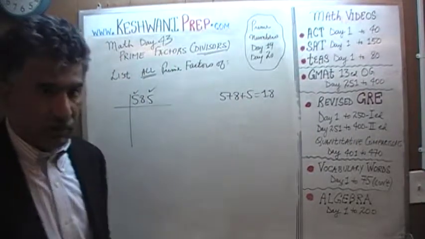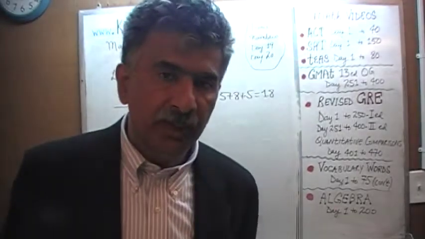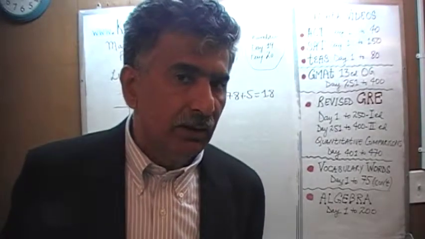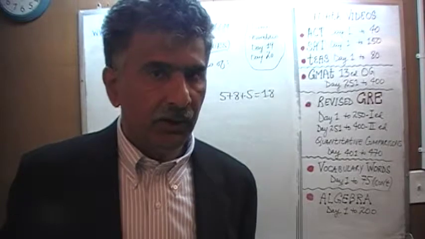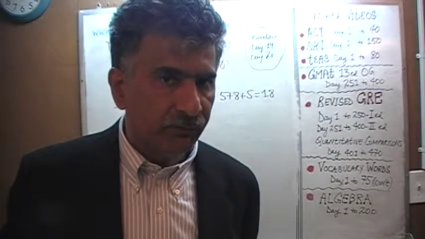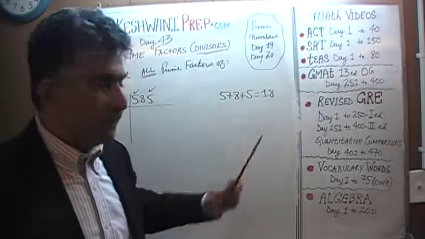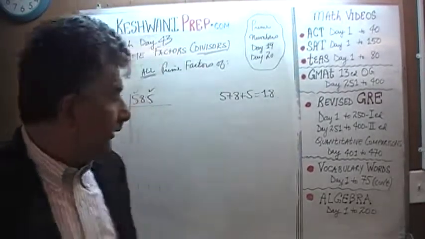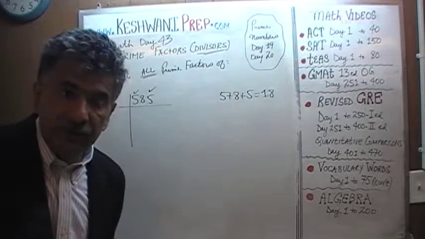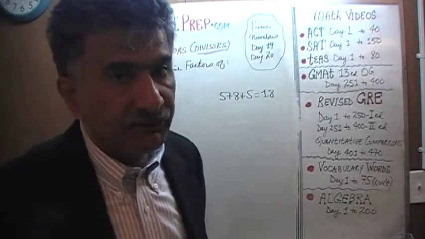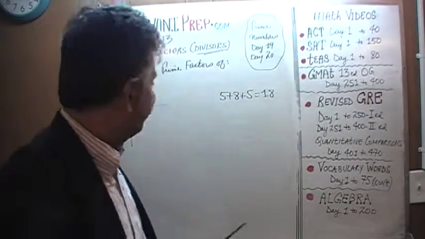In one of those videos, I don't know which one, but in one of those videos in the past, we learned what are known as divisibility rules. And in divisibility rules, we learned that a number is divisible by 3 if the sum of its digits is divisible by 3. 18 is divisible by 3. Therefore, this number is divisible by 3. Therefore, we must begin our process not by 5, but with 3.